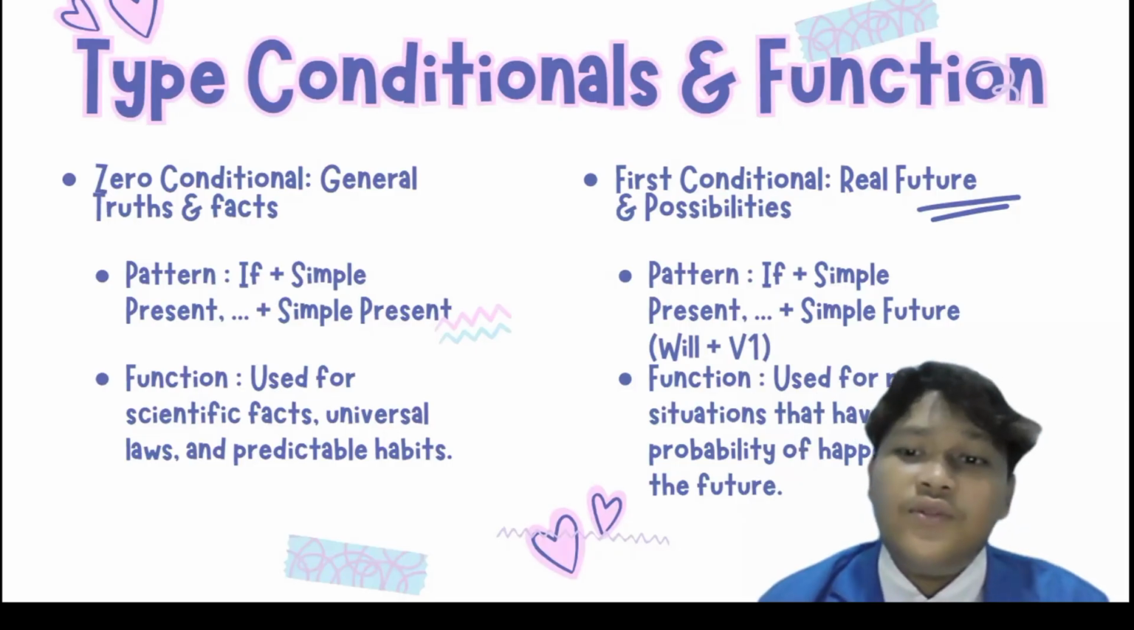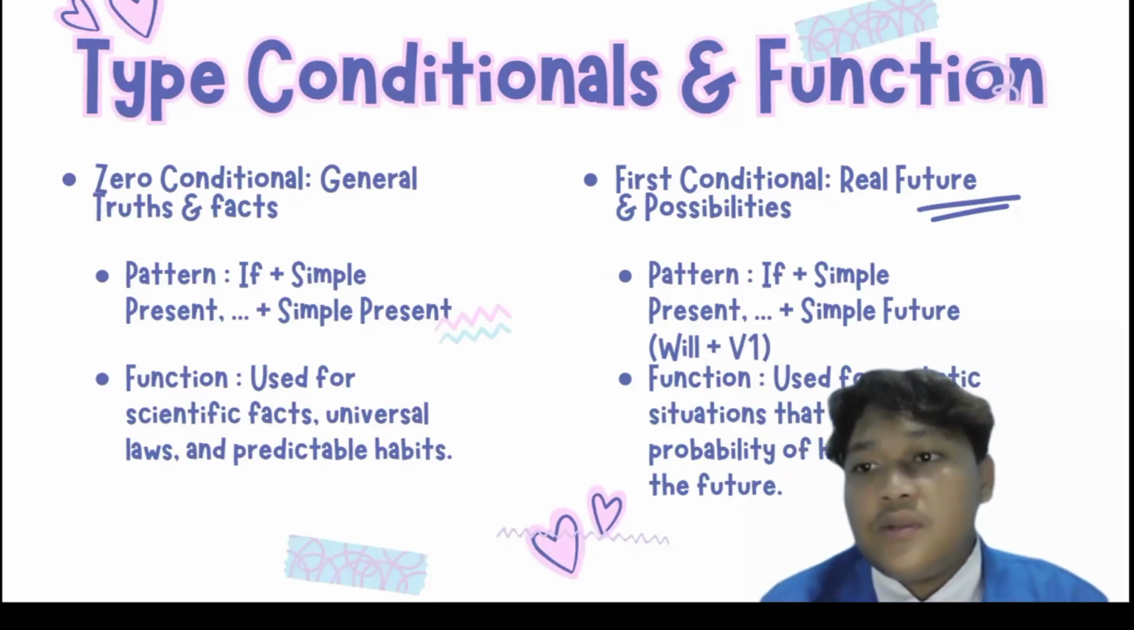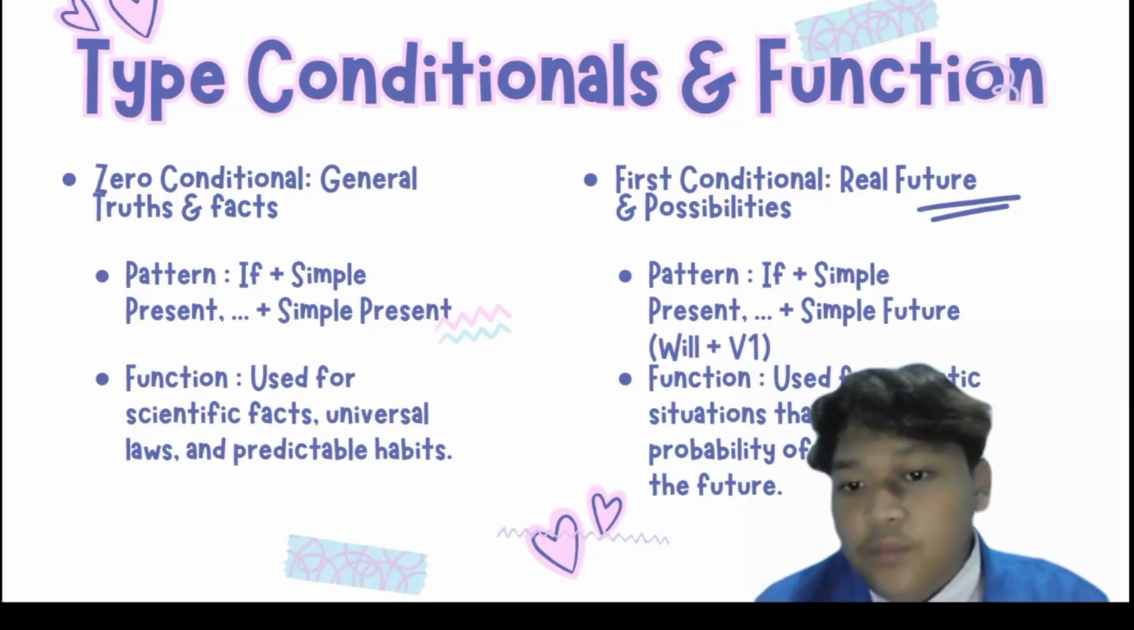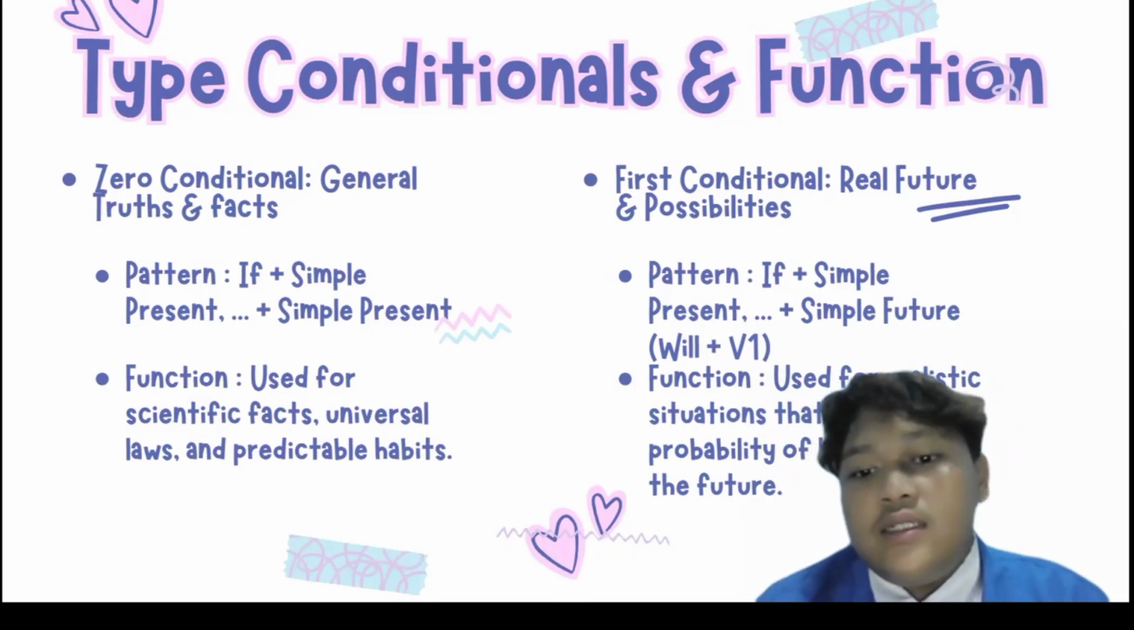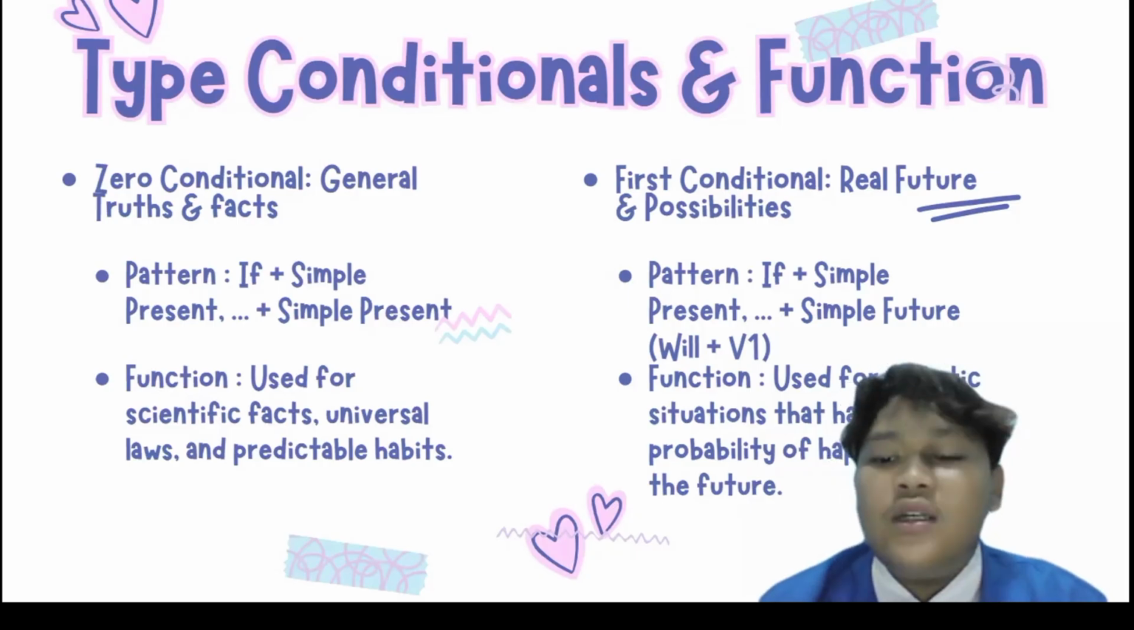The pattern is if plus simple present, plus simple future will plus verb 1. The function is for realistic situations that have a high probability of happening in the future.